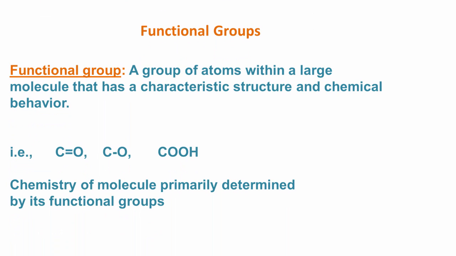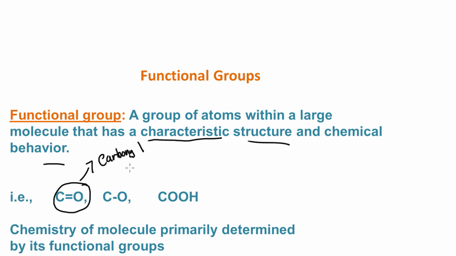Now, functional groups are the most important when it comes to the chemistry of organic compounds. A functional group is a group of atoms, or it could be an atom, within a large molecule that has a characteristic structure and chemical behavior. So for example, this carbon-oxygen double bond is what we call a carbonyl group. And we'll talk about that a little bit later.